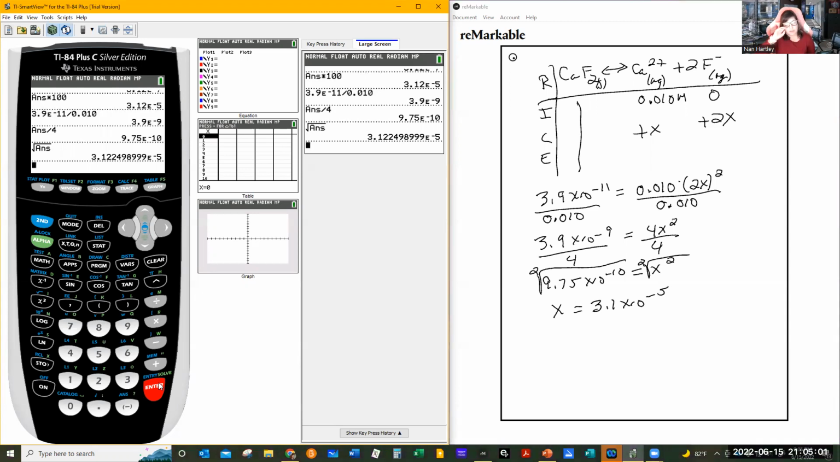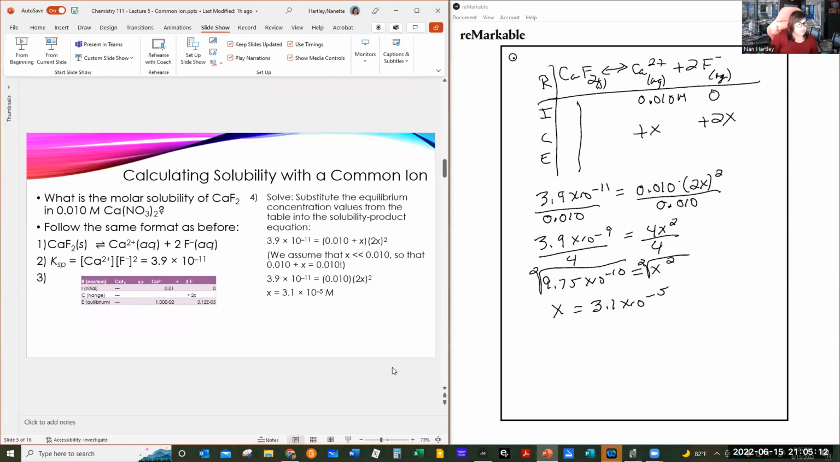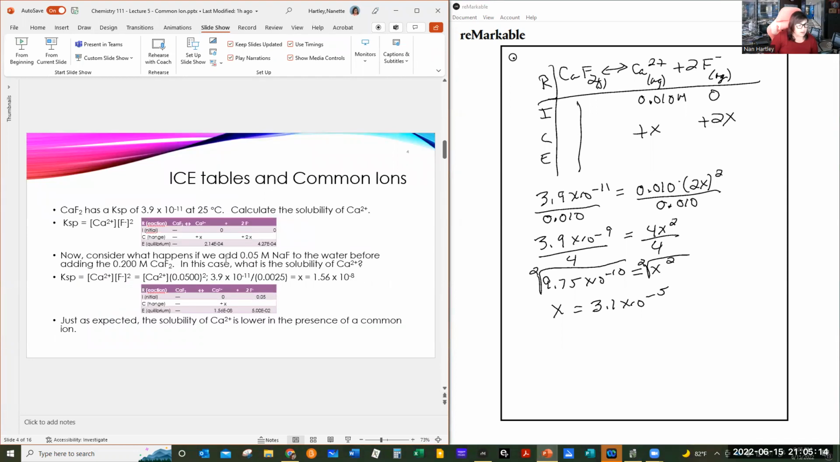Now notice something, at least I noticed something. We have a lower solubility here than we did before, right? Because what we had the previous time when we talked about this, the solubility for F2 minus was 4.27 times 10 to the minus 4th, right? And we're now looking at 3.1 times 10 to the minus 5th. So that is a difference, okay?